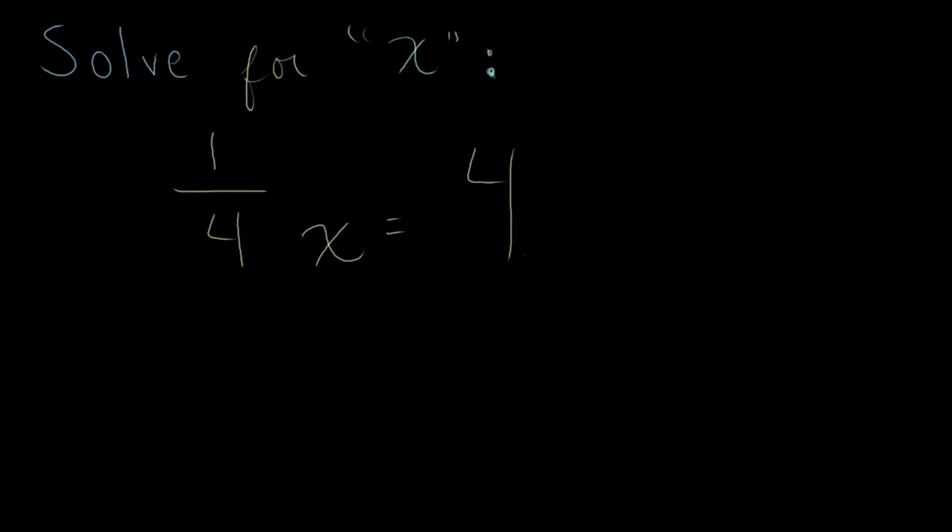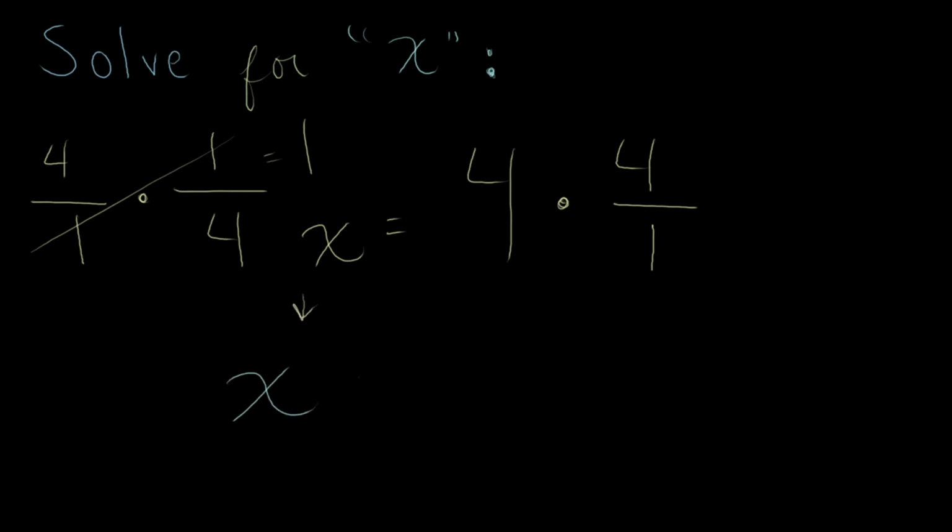Now that we have our equation set up, we can fully solve for x. The 4 and 1/4 on the left side cancel out, and 4 times 4 equals 16. Our final answer is x equals 16.